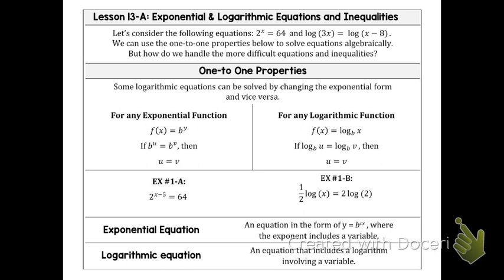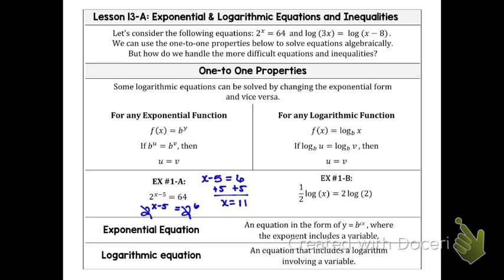So it has 2 to the x minus 5 equals 64. Well, we know that 64 has a base of 2. It's 2 to the 6. And so we have 2 to the x minus 5 equals 2 to the 6. Since my bases are equal, I can ignore them. And I know that means the exponents have to be equal. So x minus 5 has to equal 6. Add the 5, and we find that x equals 11.